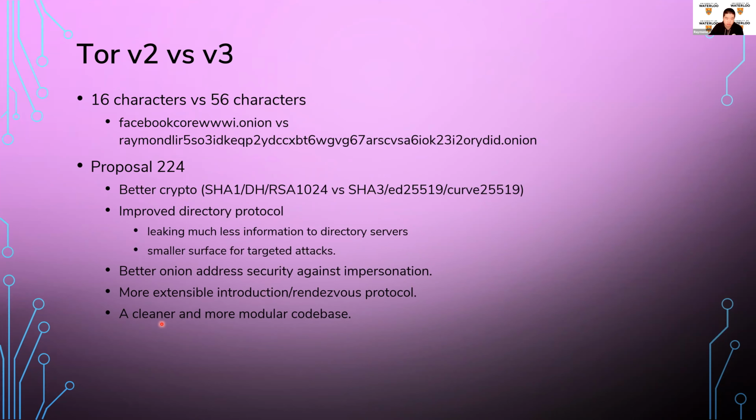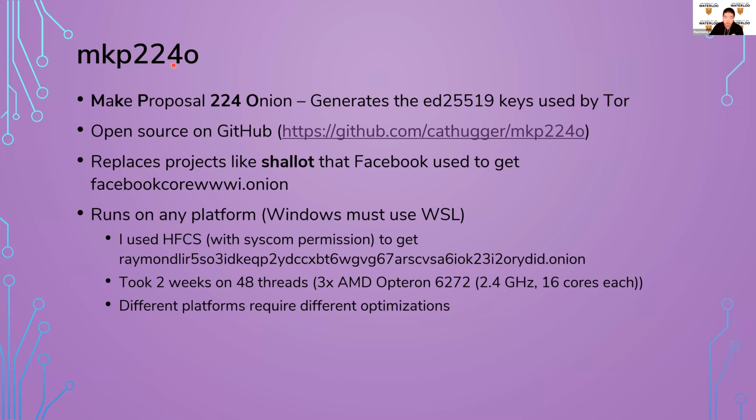Basically, there's a whole new method of how Tor works, a massive upgrade, and it was called Proposal 224. There's something called mkp224o, which stands for Make Proposal 224 Onion. It generates the Ed25519 keys used by Tor. It's an open source program on GitHub, and it replaces projects like Shallot that Facebook used to get their Tor domain.